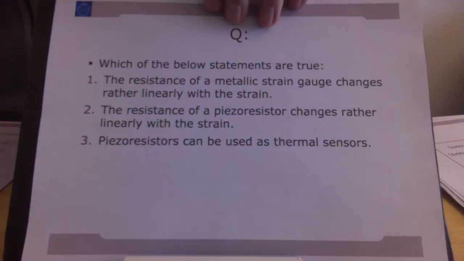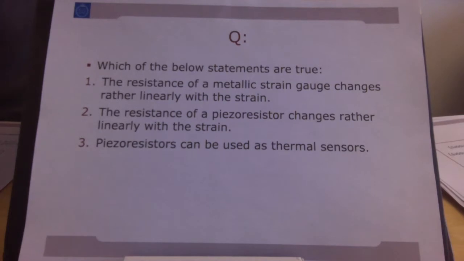Well, let's look at the answers. The resistance of a metallic strain gauge changes rather linearly with the strain. Yes, we've seen that. The gauge factor is about 1.6. It's a constant, so we'll have a rather linear change.